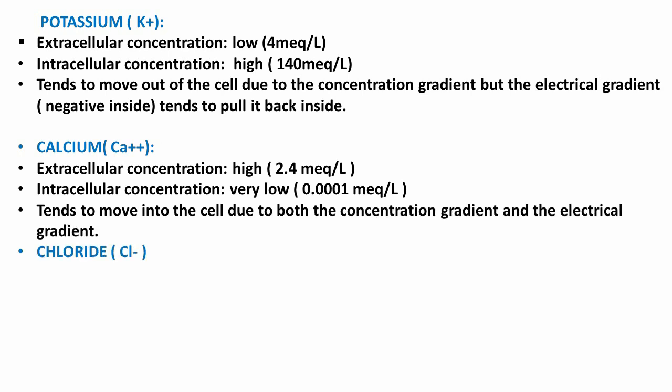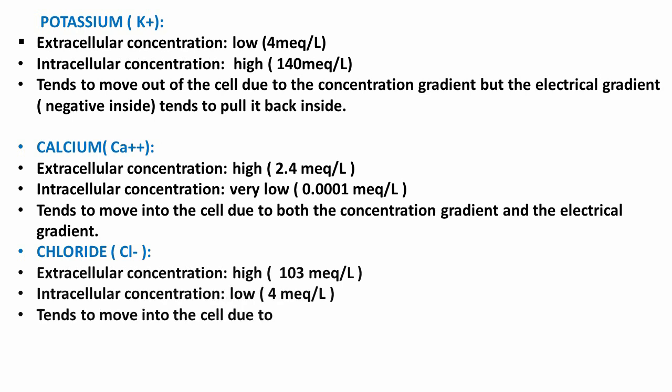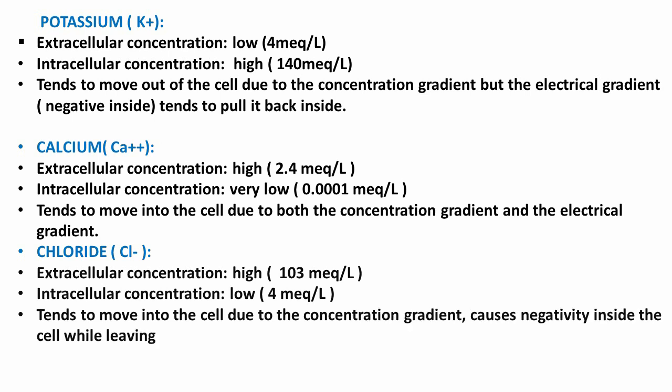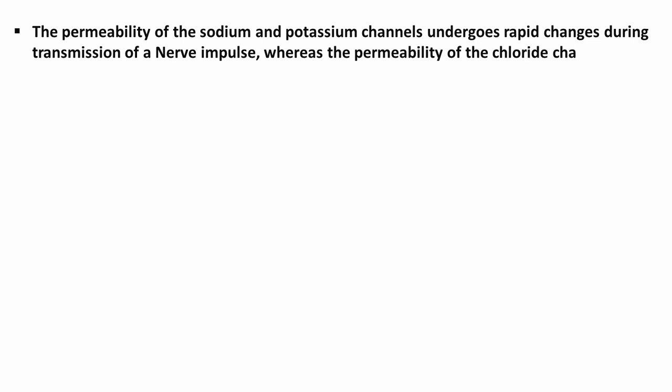Chloride (Cl-): extracellular concentration high, 103 milliequivalent; intracellular concentration low, 4 milliequivalent. It tends to move into the cell due to the concentration gradient, causing negativity inside the cell while leaving the non-diffusible positive ions on the outside. The permeability of the sodium and potassium channels undergoes rapid changes during transmission of a nerve impulse, whereas the permeability of the chloride channels does not change greatly during this process.